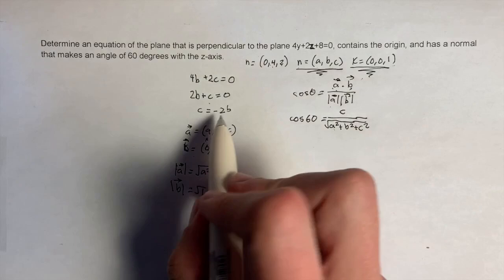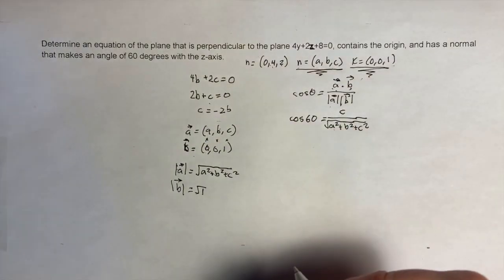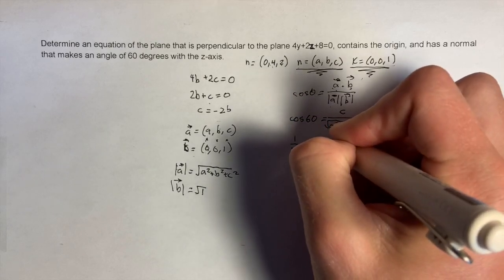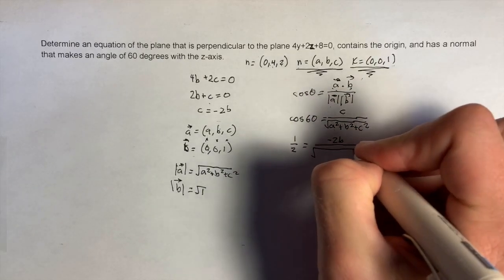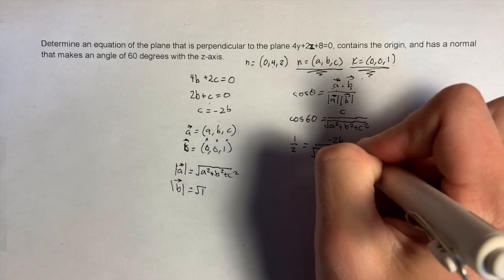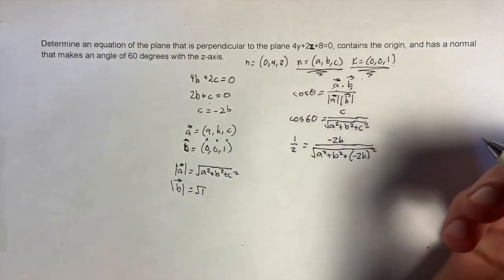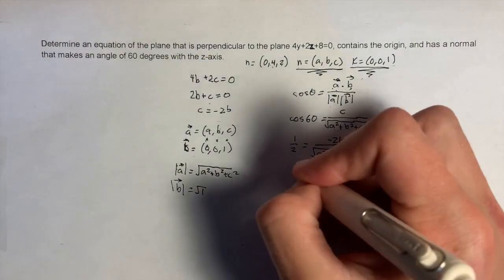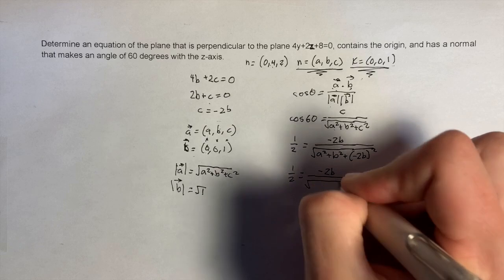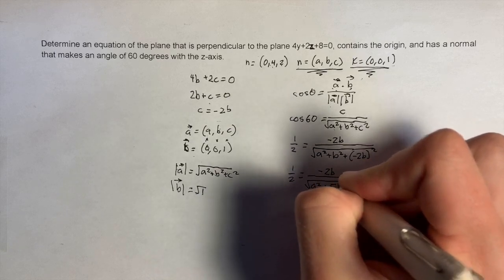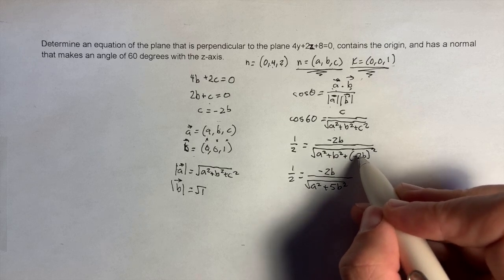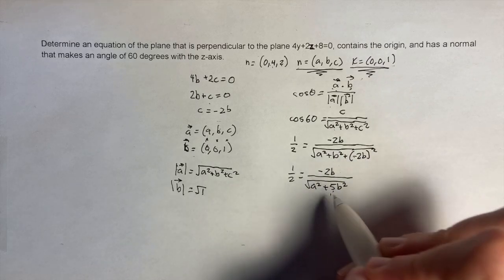Now we can start subbing in what we know. So cos 60, if you plug into a calculator, is 1 over 2. c is negative 2b, and we can also replace c in here. So then we have something like this. We can go even further, where 1 over 2 is negative 2b over the square root of a squared plus 5b squared, because negative 2b squared would give us 4b squared, and b squared plus 4b squared is 5b squared.